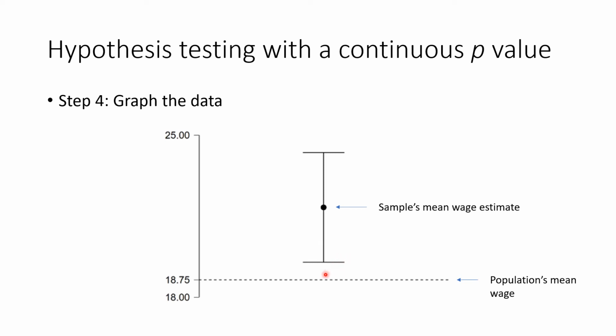And because the actual population wage is not bracketed by this 95% confidence interval, you can anticipate that you're going to get a pretty small p-value, that you are going to have compelling evidence against the null hypothesis. And you're probably going to conclude that there is evidence that the population of students in this case are overestimating their starting wage.